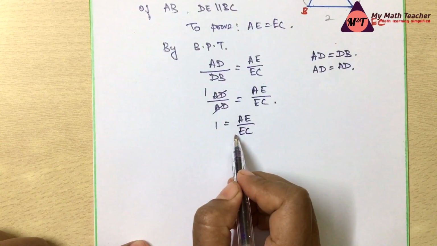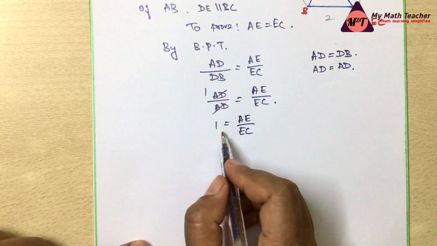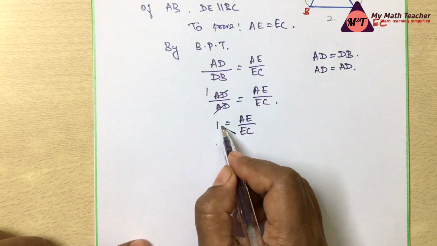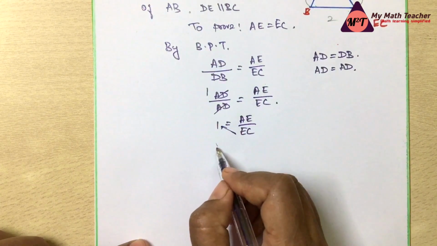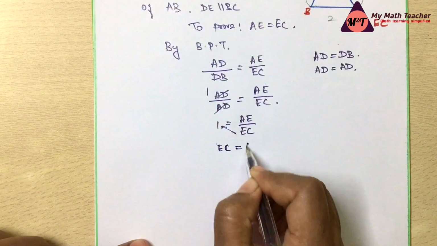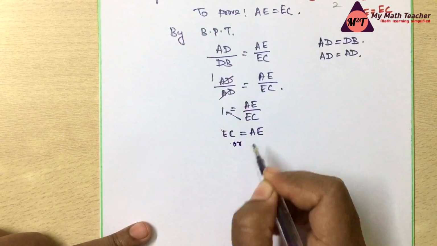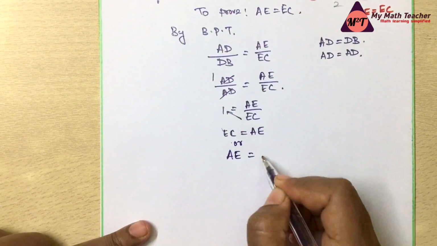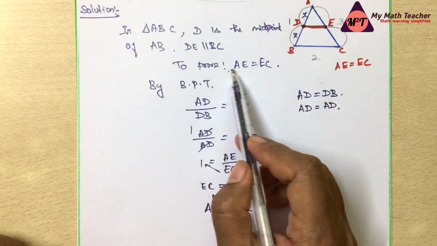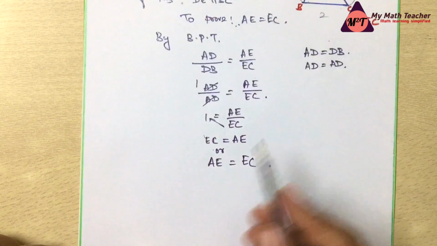Now when you bring EC to the other side, it will be 1 into EC. That is EC is equal to AE, or we can write AE is equal to EC. This is what we have to prove, AE is equal to EC. Hence proved.